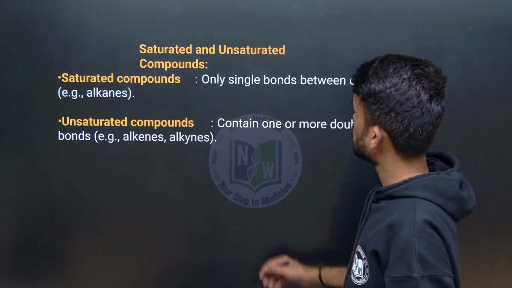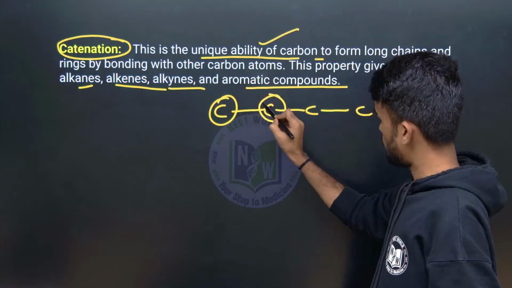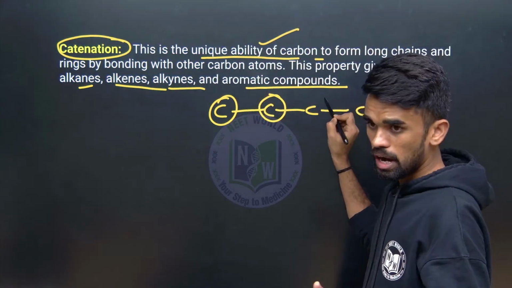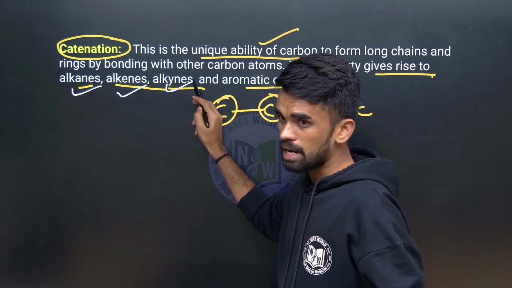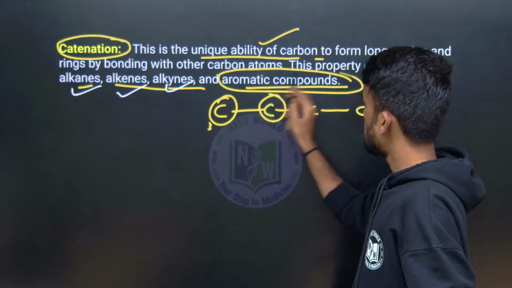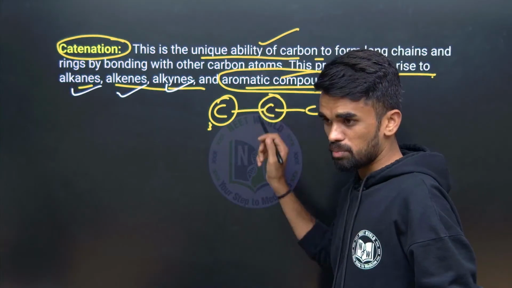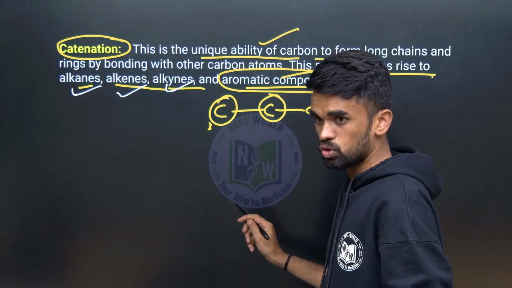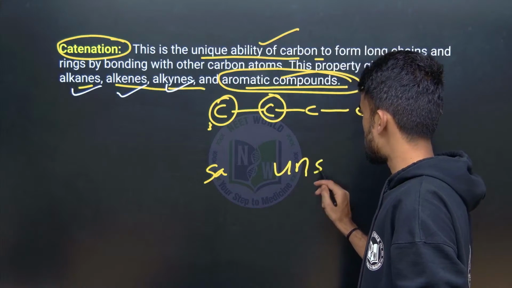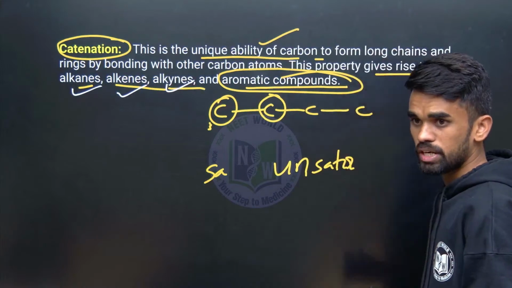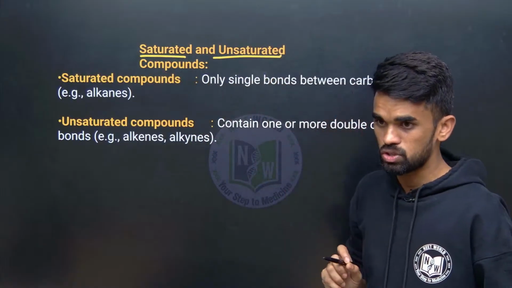Now, by this property we have organic compounds, carbon compounds like alkanes, alkenes, alkynes and also hydrocarbons. Now let us say these carbon-containing compounds will be segregated into two types: one is saturated, another one is unsaturated. So let us study saturated and unsaturated compounds.